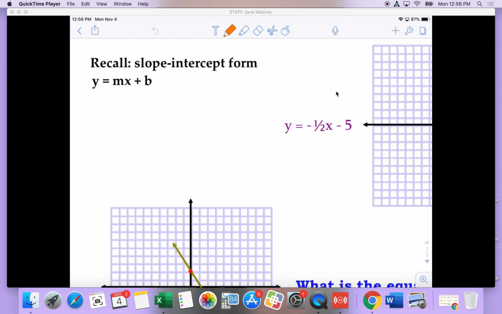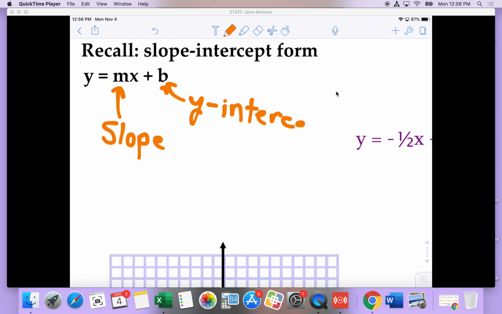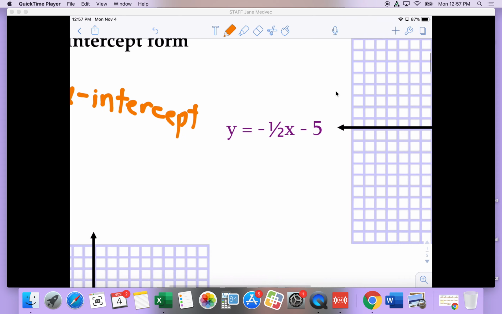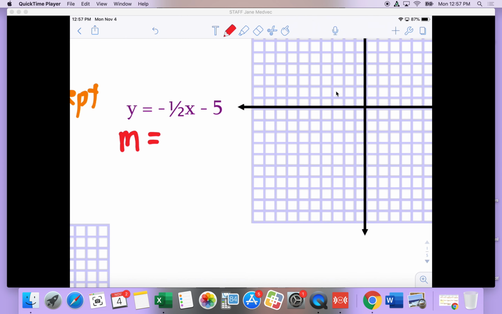So let's take a look, first of all, recalling slope-intercept form. It's y equals mx plus b. My m is the slope. That's right. And my b is the y-intercept. All right, let's take a look at the first problem. In this problem, my m is -1/2. Very good. And my b is -5.